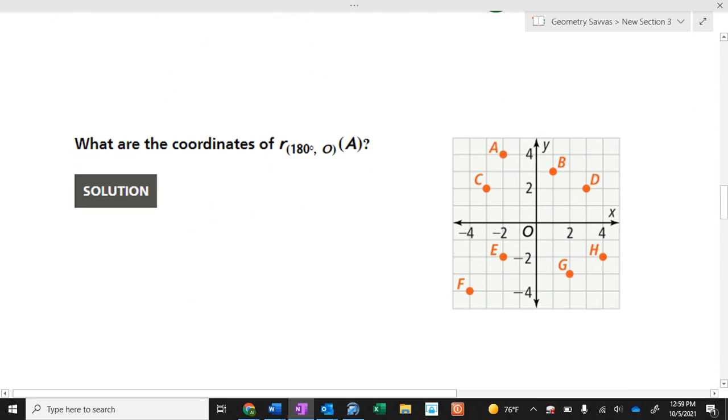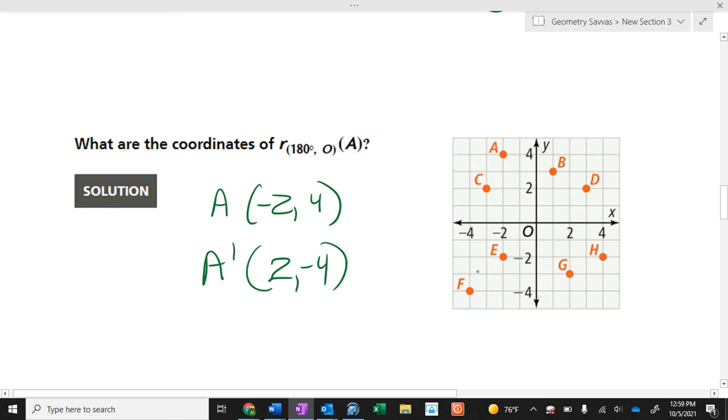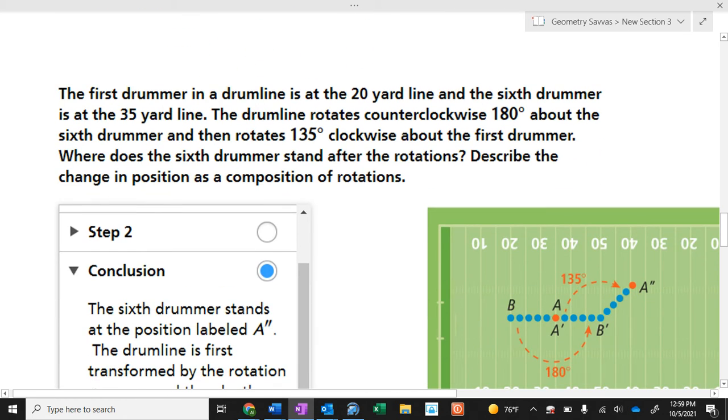What's 180 degrees across from A? What would be the ordered pair? Well, right now, A is at negative 2, 4. What would A prime be? 2, negative 4. Right down there, because that's 180 degrees away across the origin. Okay? You leave the numbers in the same order, you just use the opposite signs of both.